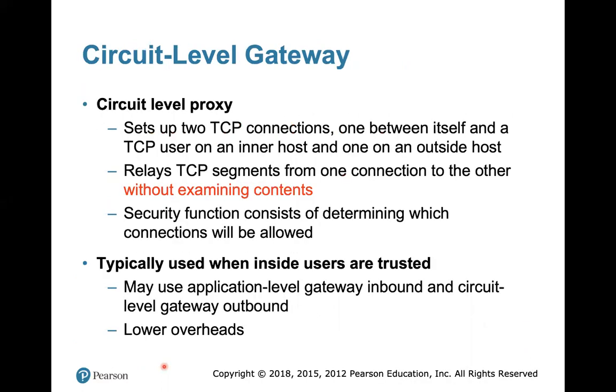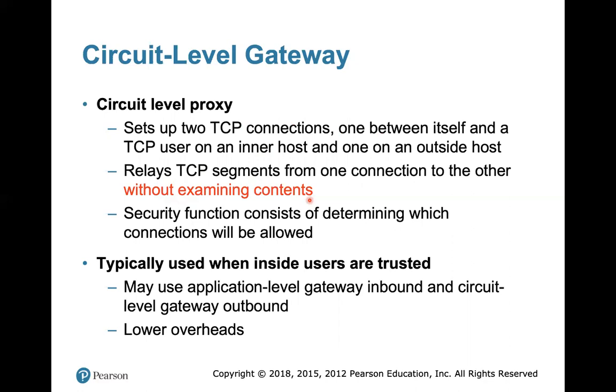There is a modification to the application level gateway, which is called the circuit level gateway, which basically works the same way. It sets up a TCP connection between itself and the TCP user. It sets up two TCP connections, and it doesn't allow an end-to-end TCP connection between the user and server. It relays TCP segments or TCP packets from one connection to another, but it doesn't examine them.